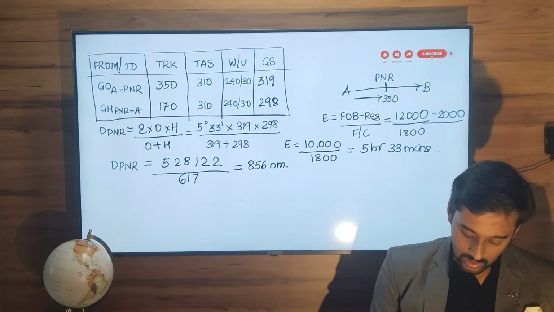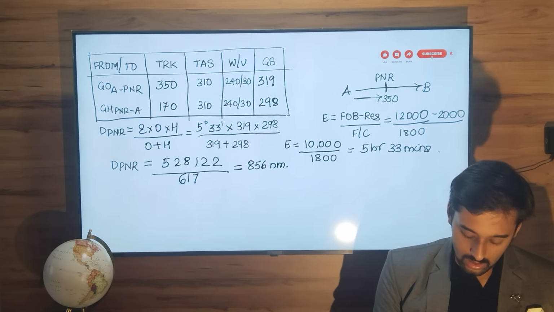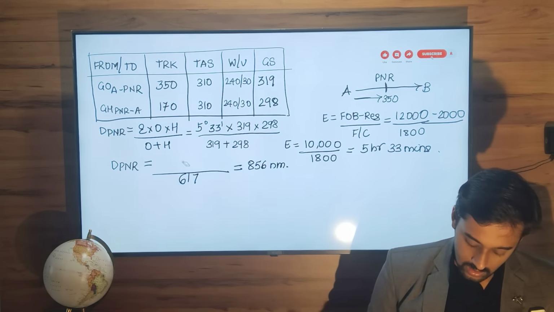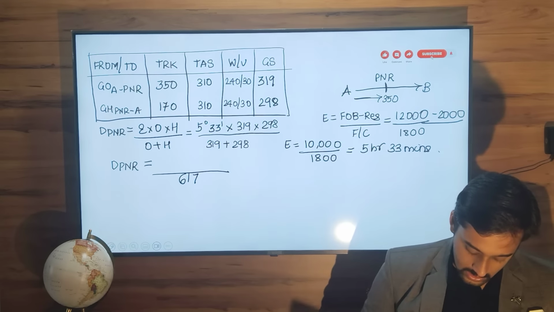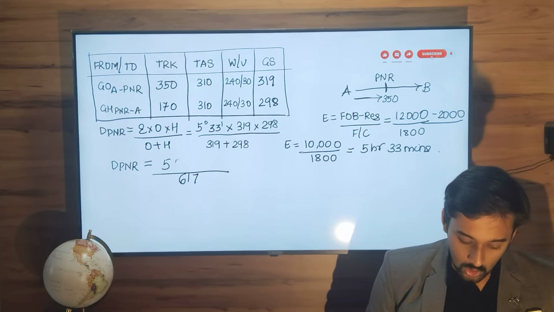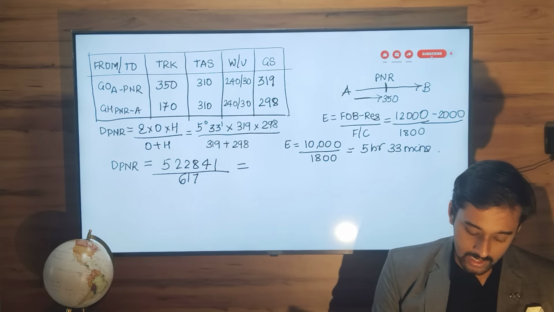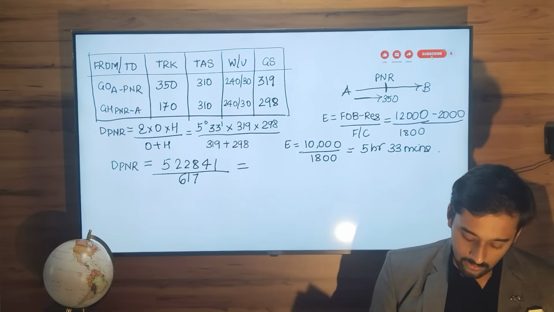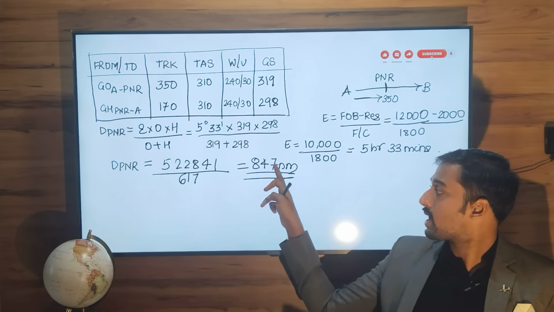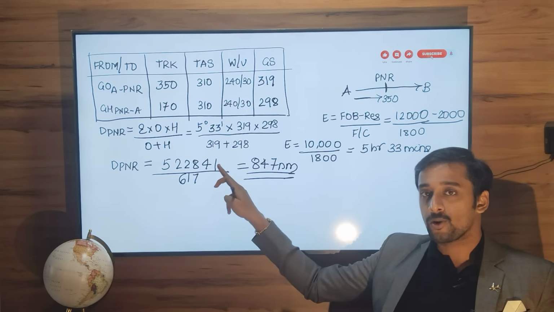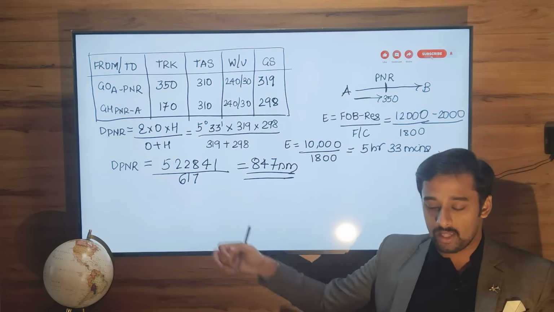So let me do 5.5 into 319. Okay, so correction. This value is 522,841. So 522,841 divided by 617 is 847 nautical miles. So the distance to PNR is 847 nautical miles. The numerator is 522,841, the denominator is 617.